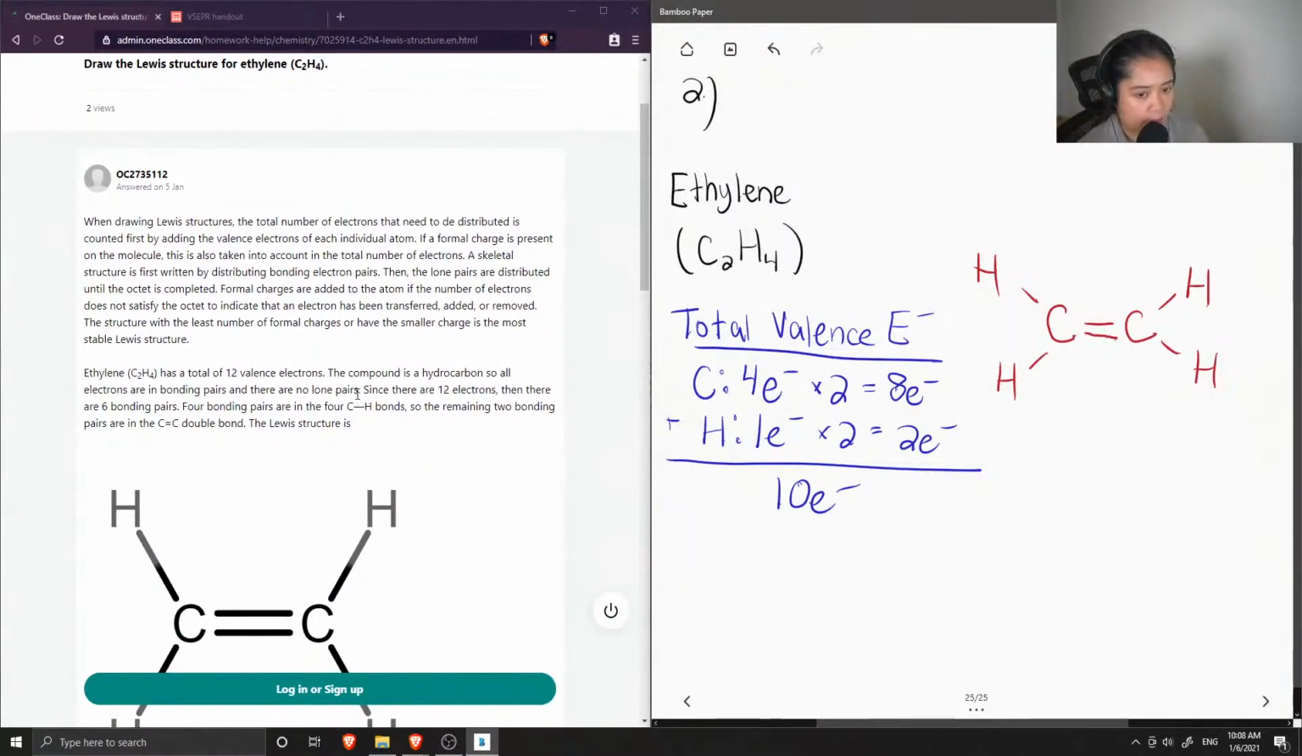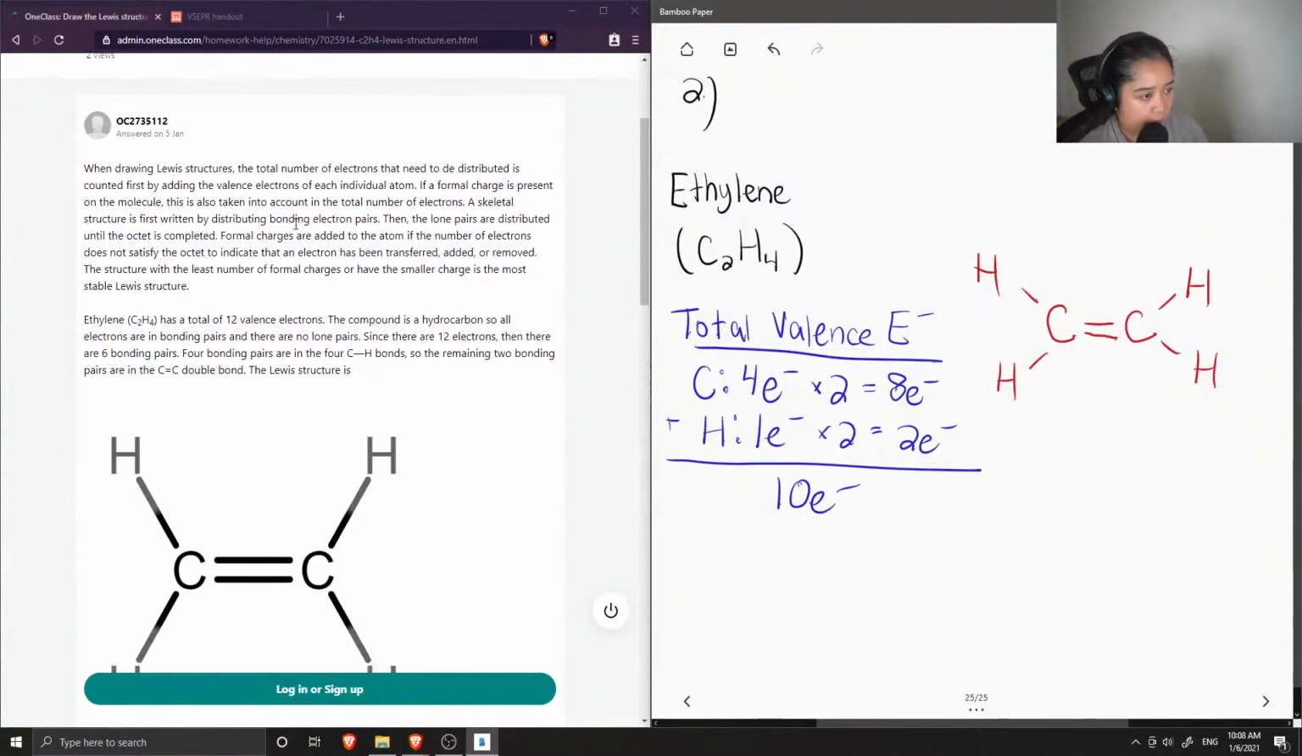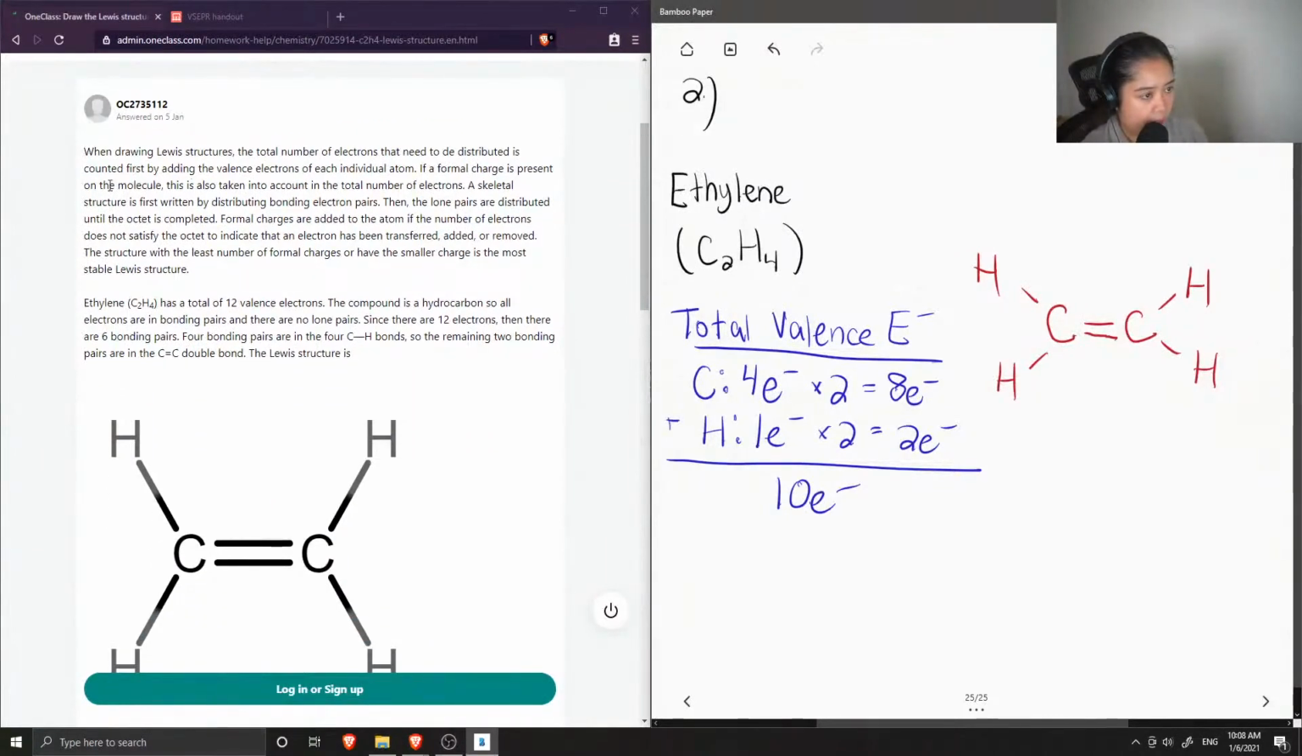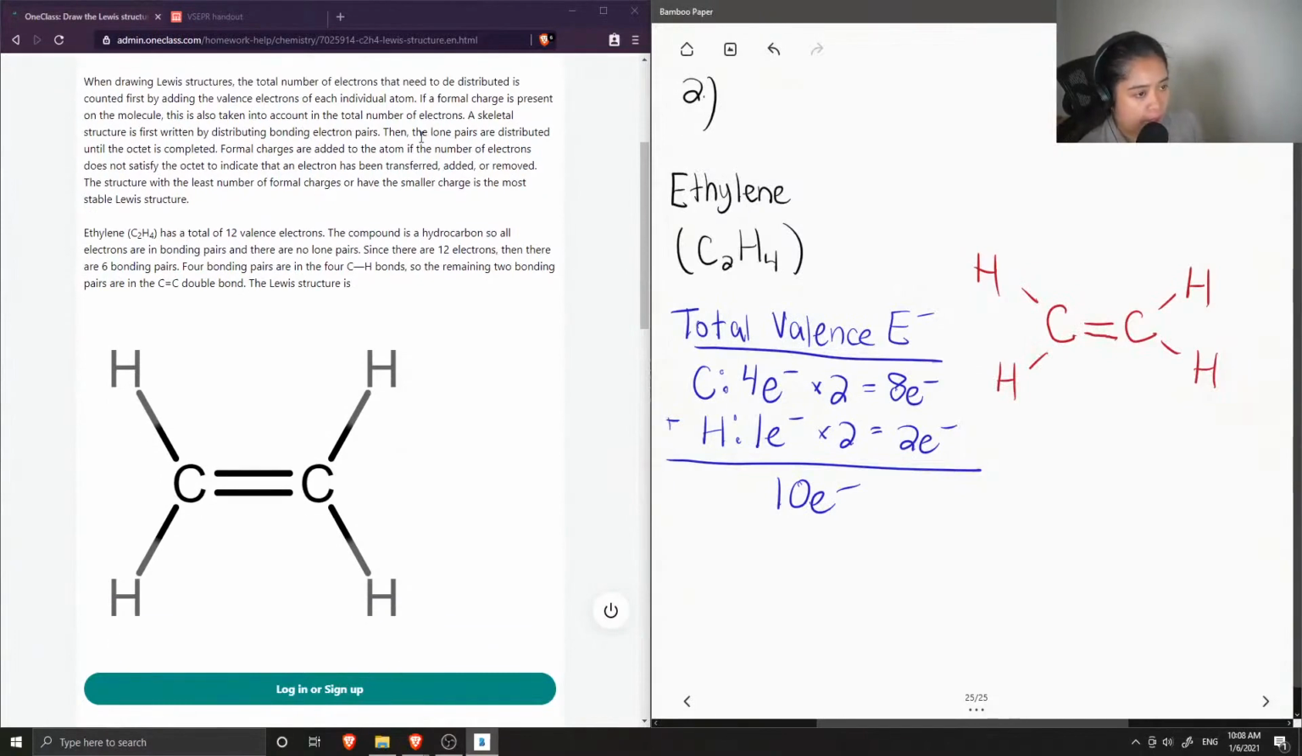Okay, so let's see what the junior tutor said. When drawing Lewis structures, the total number of electrons that needs to be distributed is counted first by adding the valence electrons of each individual atom. If a formal charge is present on the molecule, this is also taken into account in the total number of electrons. A skeletal structure is written first by distributing bonding electron pairs. Then the lone pairs are distributed until the octet is completed.